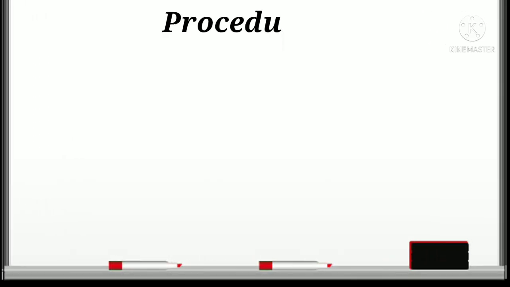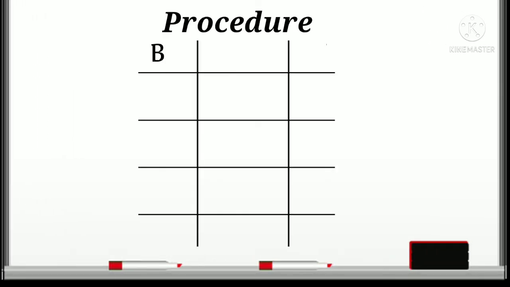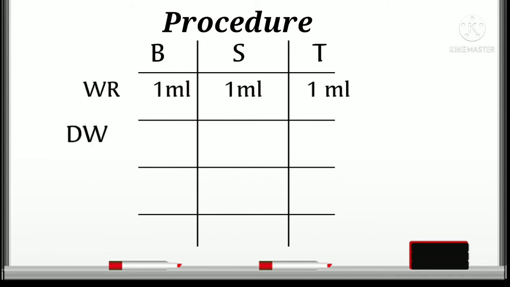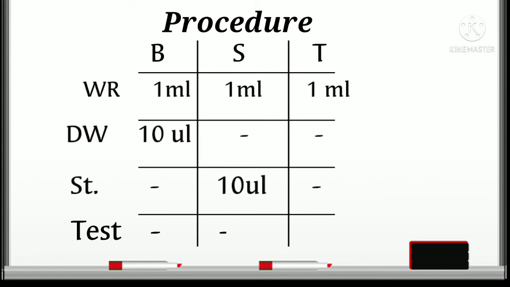Coming to the next point, procedure. Take 3 test tubes labeled as blank, standard and test. Take working reagent 1 ml to each of the tubes. Then add distilled water 10 microliter in the blank labeled tube. Then standard, whose concentration is known, is added in the standard tube, 10 microliter. Then add 10 microliter sample in the test labeled tube.